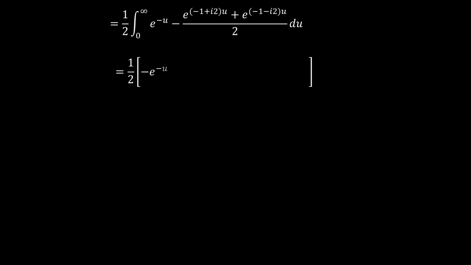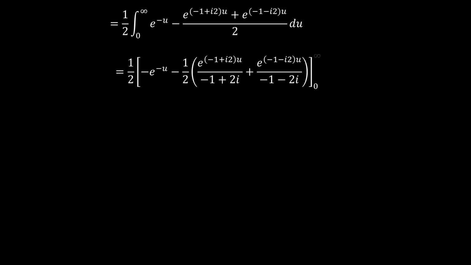The important part is that now we have the u's, and when we integrate everything, integrating e to the power negative u gives negative e to the power negative u, minus a half the integration of e to the power negative 1 plus 2i, in brackets, u, which is the same as that over negative 1 plus 2i, because this is the constant up there, and then the same thing for the second part.